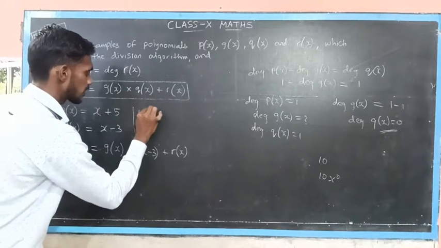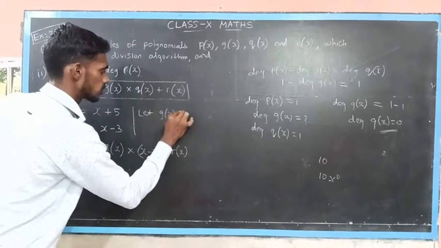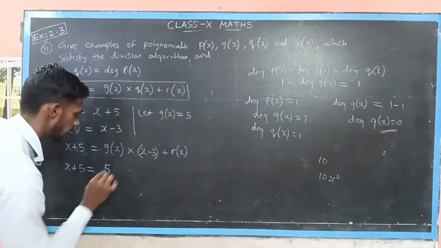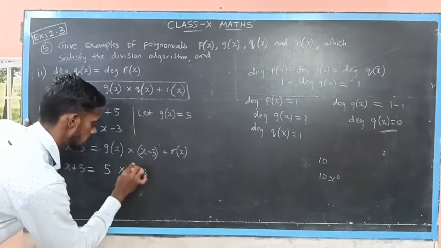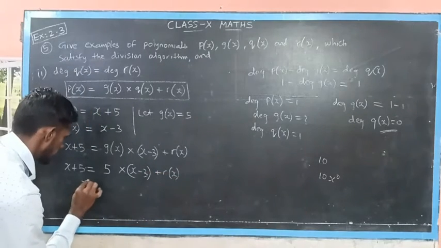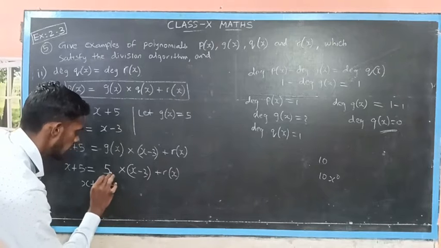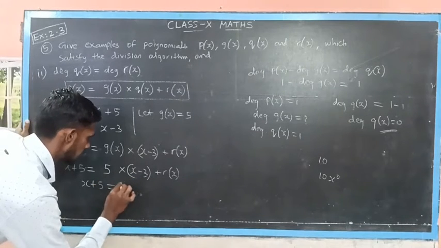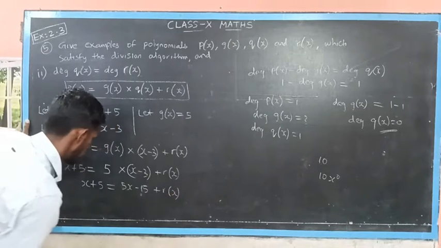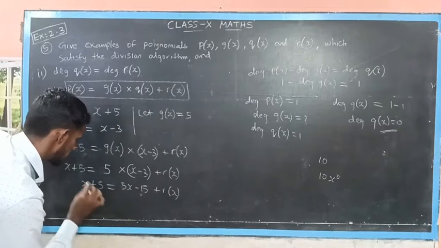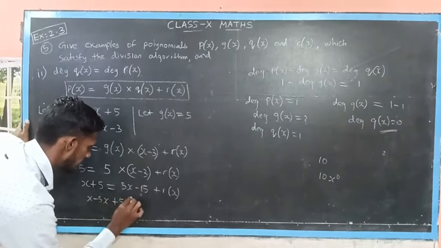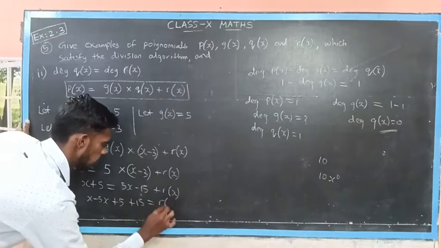And here I am assuming let g of x is equal to 5. Okay. So, I am assuming the value of g of x to be 5 into x minus 3 plus r of x. Then we have to find the r of x. See here, it is x plus 5 is equal to, multiply 5 into x minus 3, which becomes 5x minus 15, plus r of x. Then bringing 5x to the left side, it will become x minus 5x, and bringing this minus 15 to the left side, it will become plus 15, is equal to r of x.